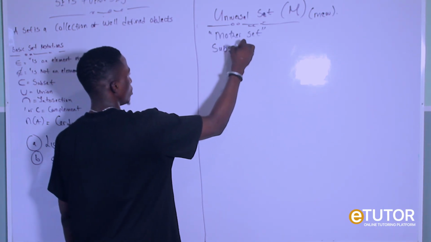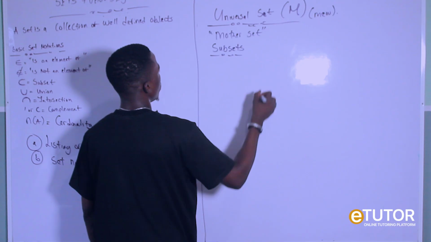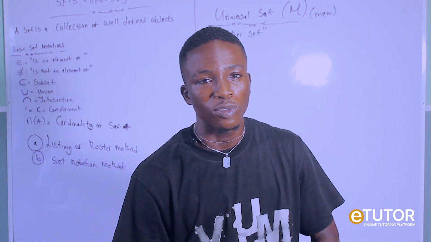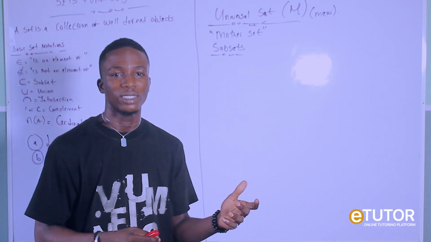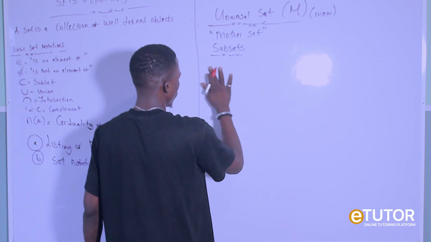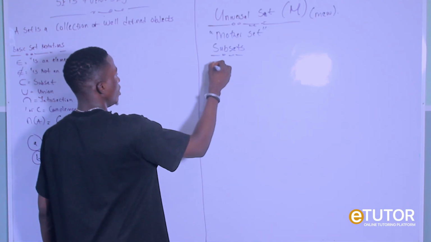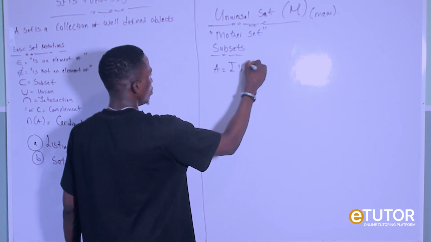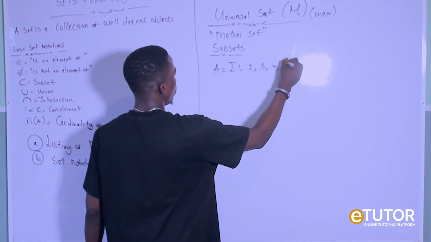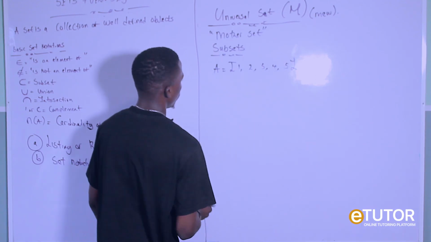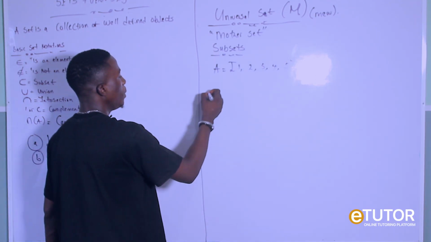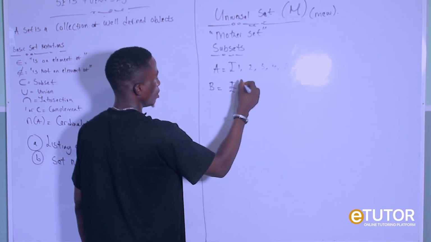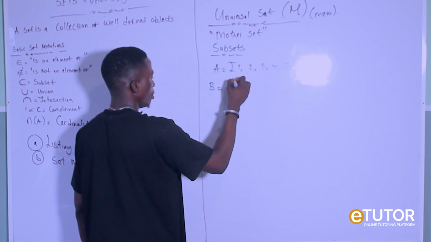So we also have subsets. What are subsets? Subsets are sets that are gotten from another set. For instance, let's say we have a set A equal to {1, 2, 3, 4, 5}. And it is now said B is a subset of A. Set B is such that it's like this.